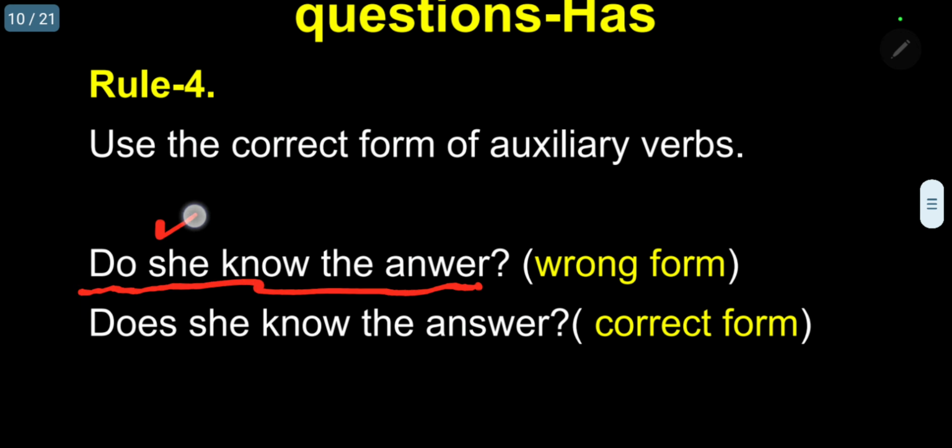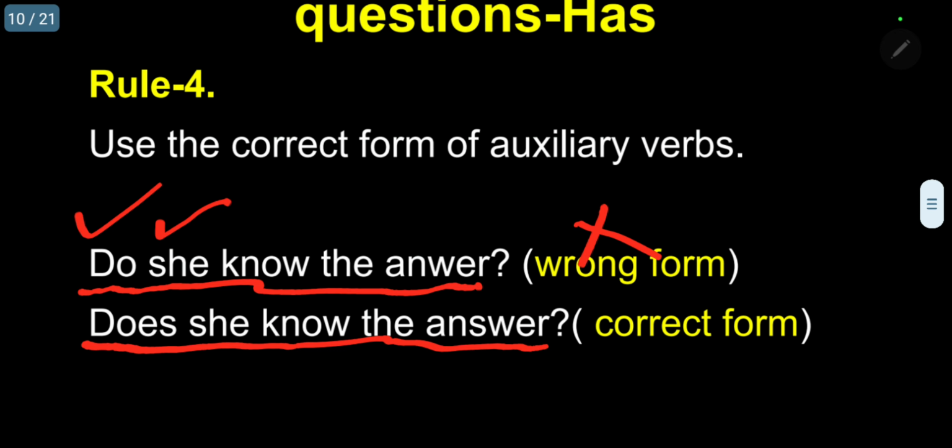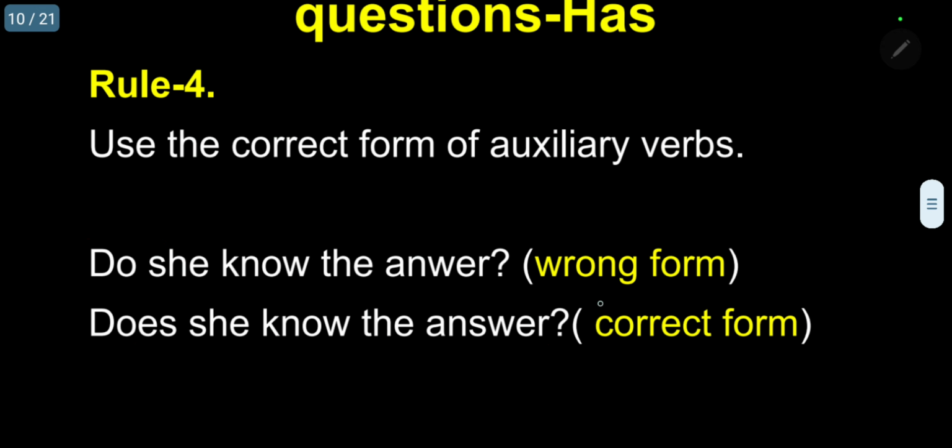She is third person singular. He, she, it, third person singular. So here, do is the plural auxiliary verb. We should not use it. Wrong form. So what do we have to use? We have to use, does she know the answer? Kindly follow. So this is the correct form. So, use the correct form of auxiliary verb.